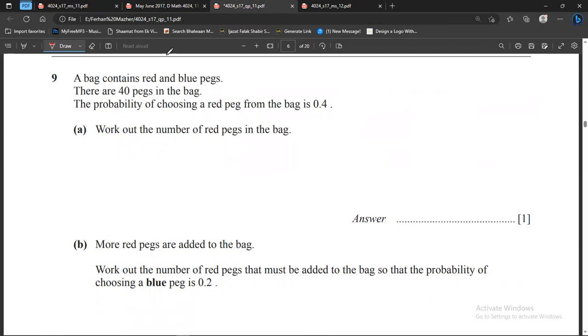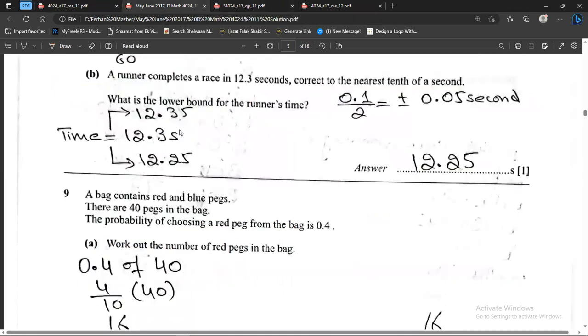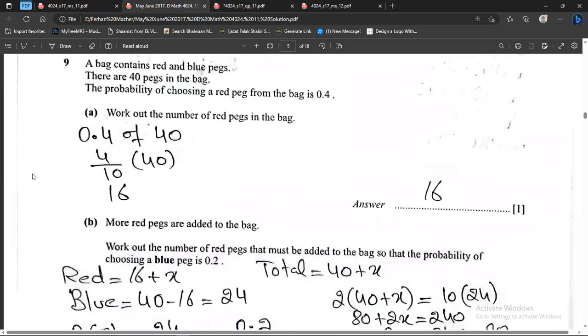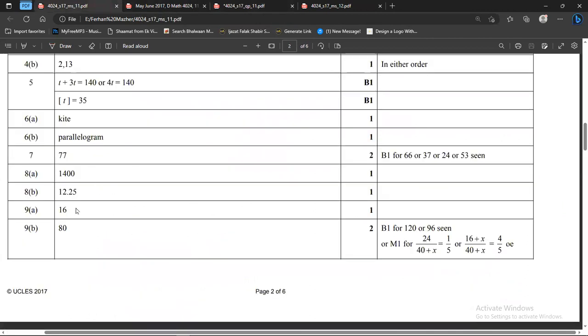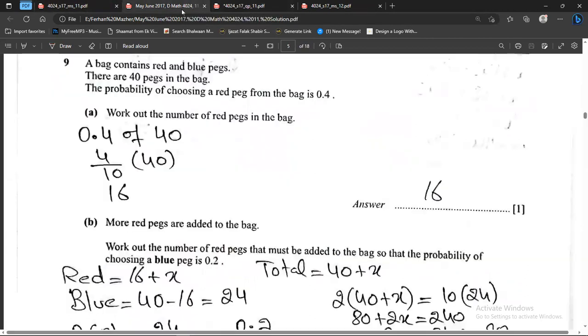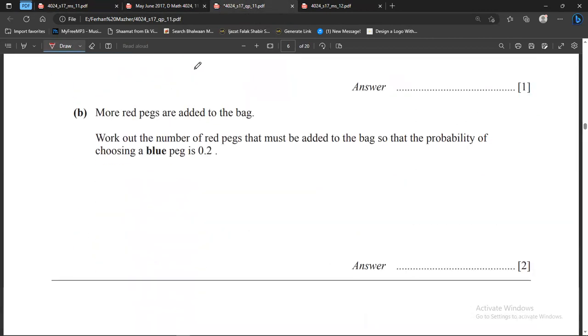So 4 by 10 multiply 40, and that will give you the number of the red pegs. So 0.4 of the 40, 4 by 10 of, multiply 40, and that will be 16. So the red pegs are 16. So that answer is right. This is the solution.